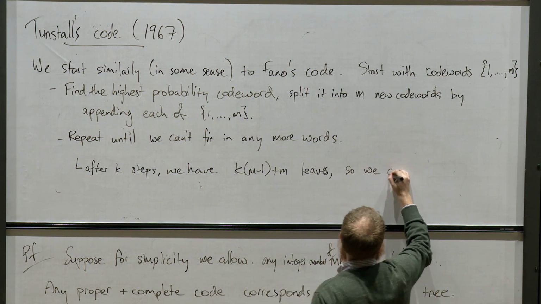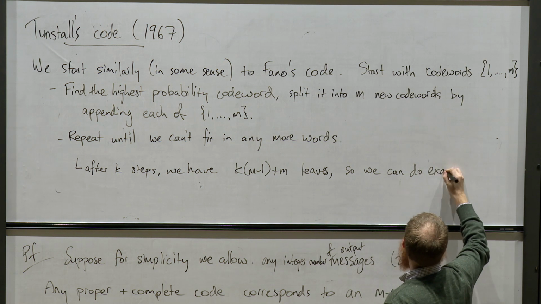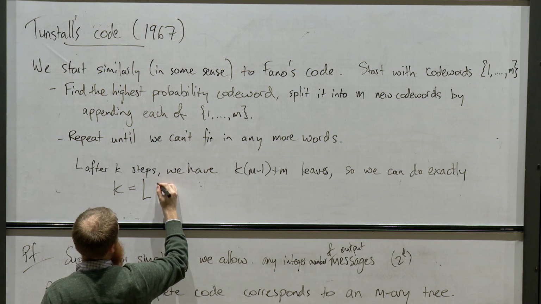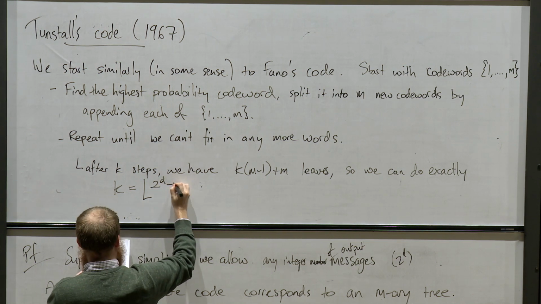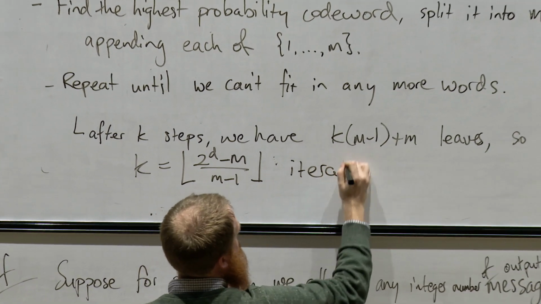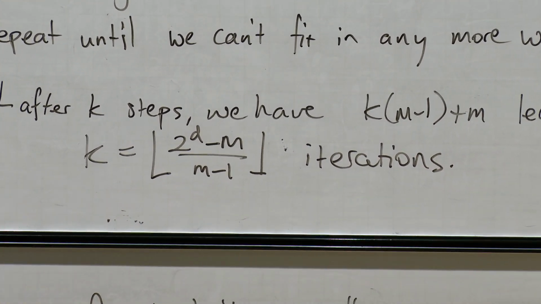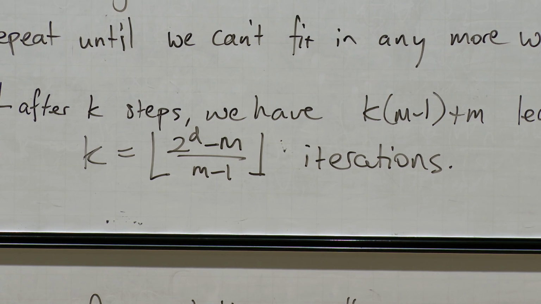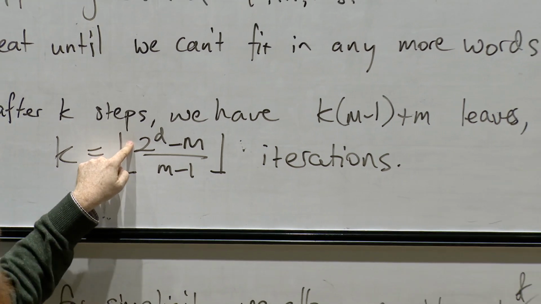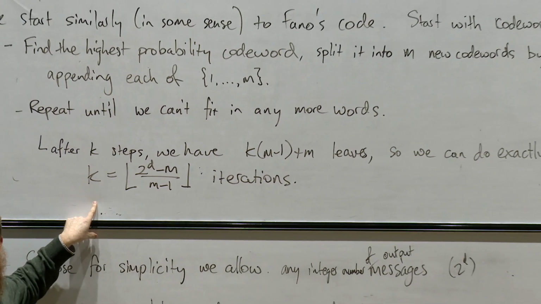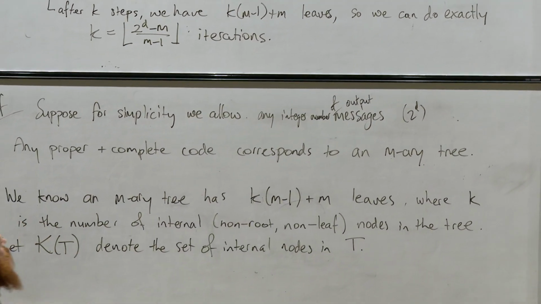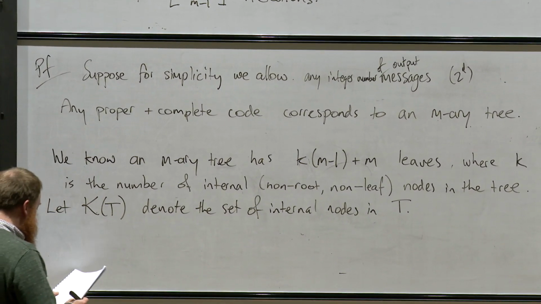So we can do exactly k equals the floor of (2 to the d minus m) over (m minus 1) iterations. Just going back, every time I split, I'm adding more nodes. I'm adding m minus 1 nodes. At the most, I've got 2 to the d leaves at the end of the day. So this is how many times I'm allowed to split.